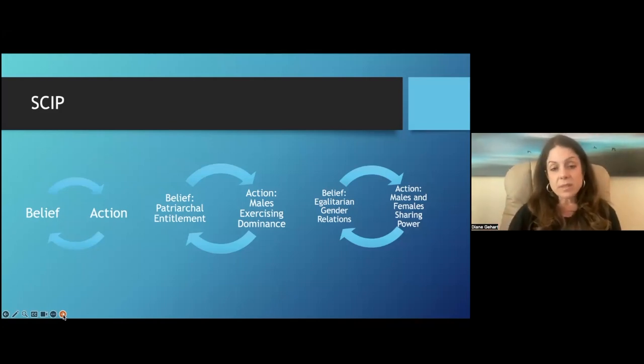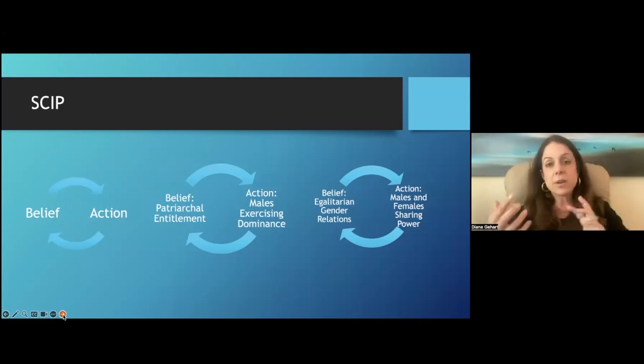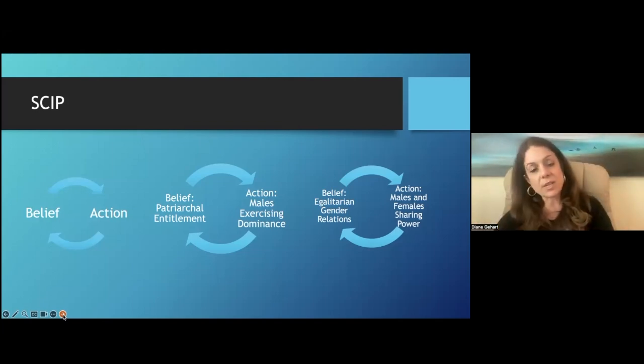You have patriarchal entitlement here. It can be the belief that informs the action of males exercising dominance. You can have a belief in gender egalitarian roles, and then you can have males and females sharing power. So these are different ways that you can think about and look at how these interact together to shape our lives, and both our problem interaction patterns and our wellness interaction patterns.